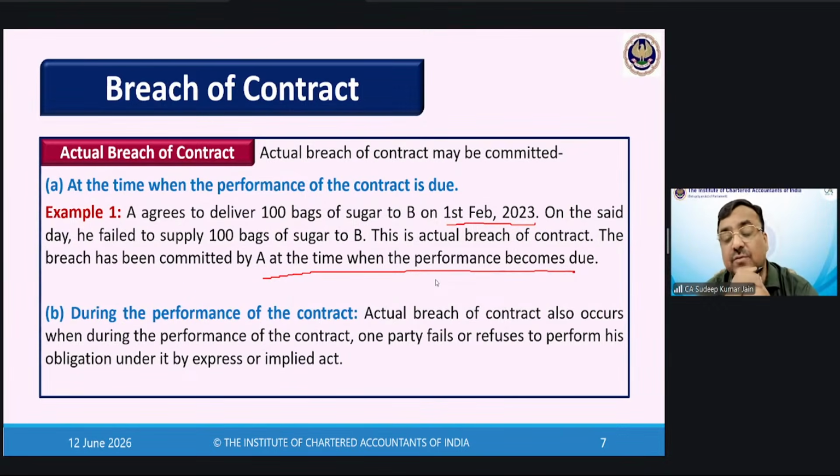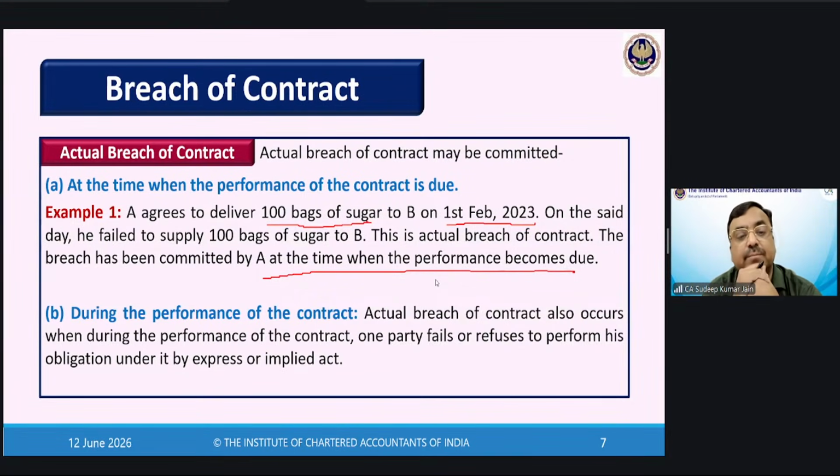Actual breach of contract may be another way, during the performance of contract. During the performance means some quantity has been delivered and failed to deliver the rest quantity. Actual breach of contract also occurs when during the performance of contract, one party fails or refuses to perform his obligation under it by express or implied act. Suppose in the previous example, 100 bags to be delivered on 1st February, he supplied only 80 bags and denied the delivery of the rest 20 bags. So it is called during the performance of contract. Some part is performed, but the rest part is denied.